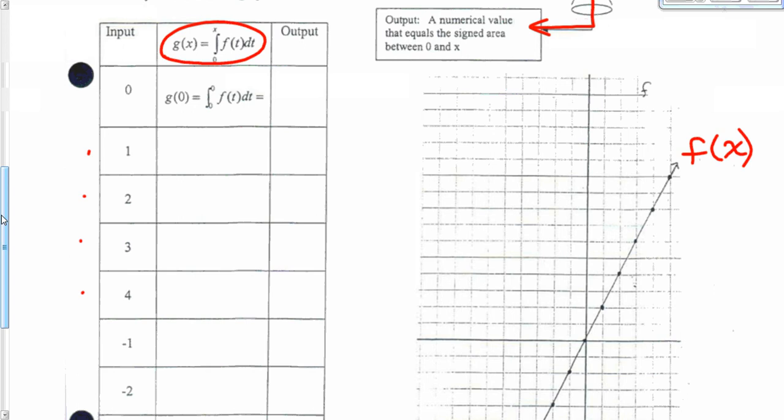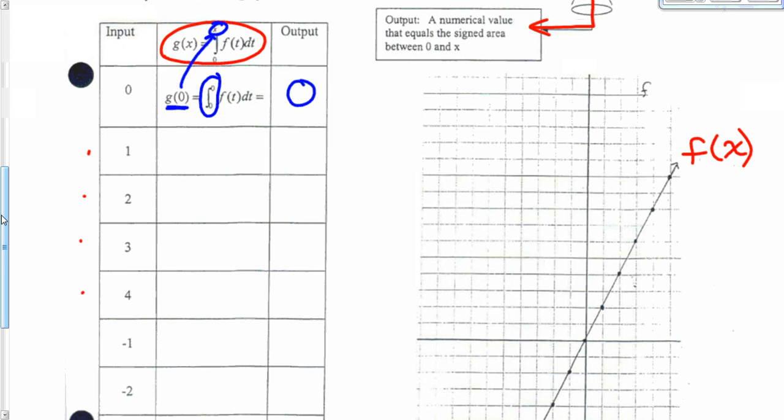So g of 0, I'm going to replace my x value with 0, and now I have the definite integral from 0 to 0 of this function. Once my lower bound is 0 and my upper bound is 0, I actually have no area. As long as these bounds are the same, the area will be 0. So g of 0 is going to be 0. I'm going to plot this graph after I have found all of these values for g, so give me a moment before we start plotting.